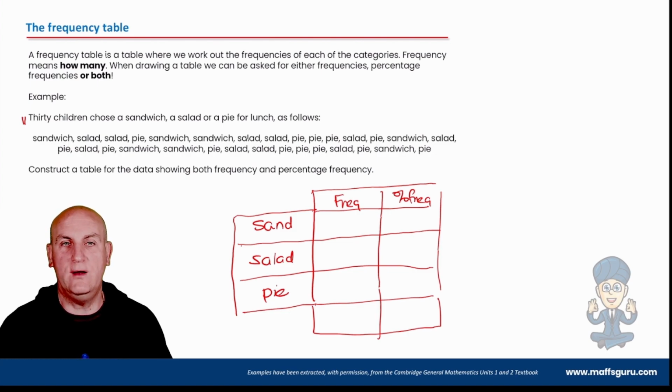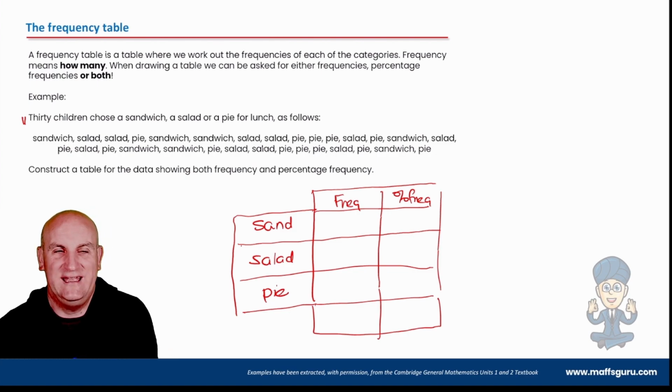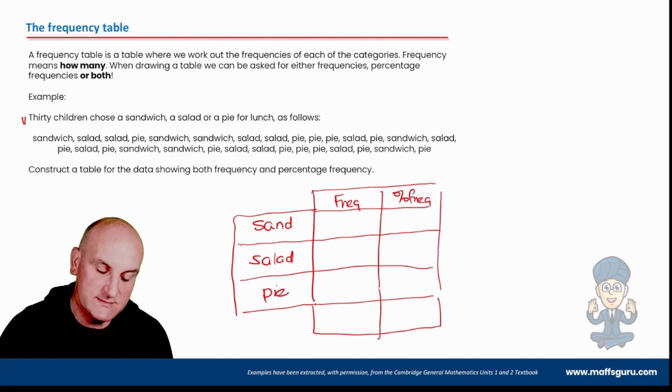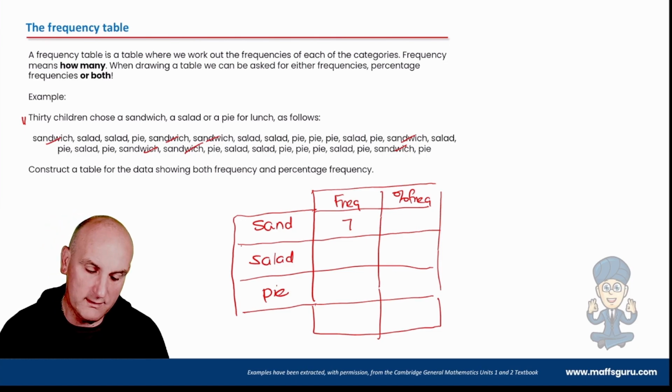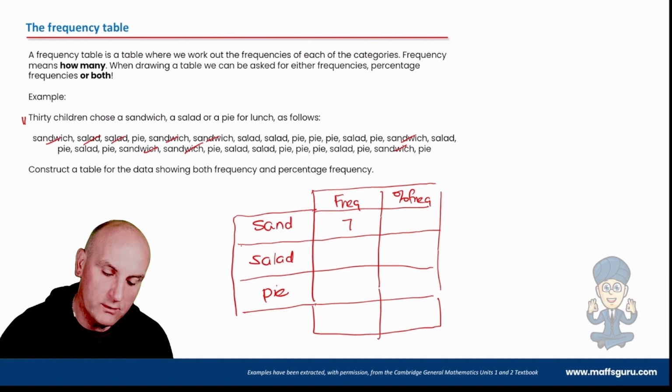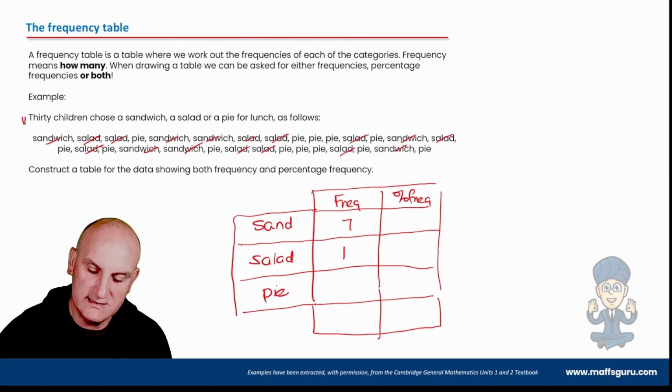Now, I'm going to work out how many people had a sandwich. When I work through the data, every time I see sandwich, I'm going to cross it through. 1, 2, 3, 4, 5, 6, 7 people have a sandwich. You're probably screaming at me, no, you missed one. We'll see. What about a salad? 1, 2, 3, 4, 5, 6, 7, 8, 9, 10. 10 people had a salad.